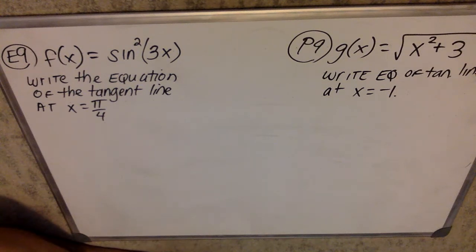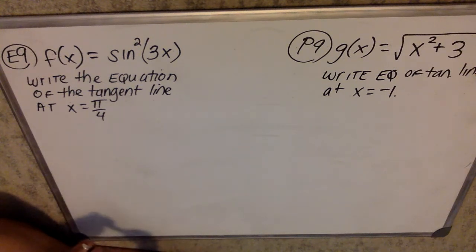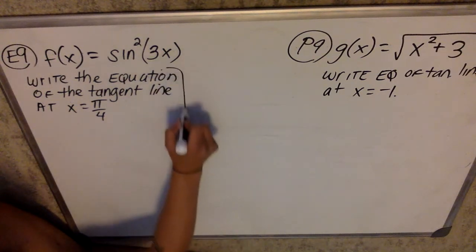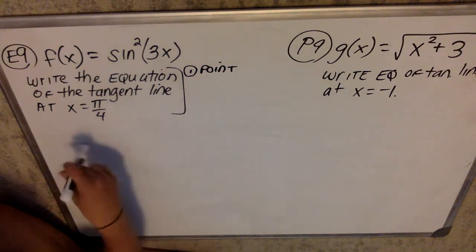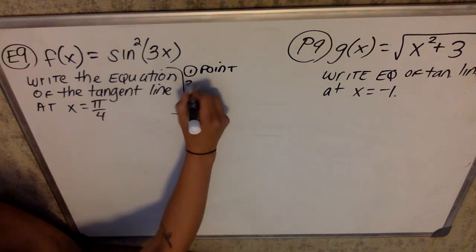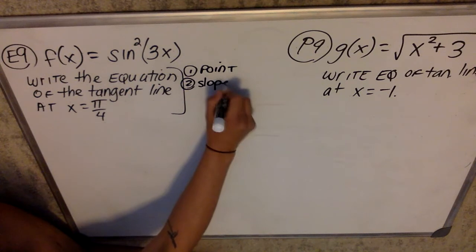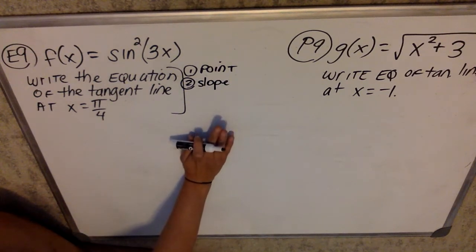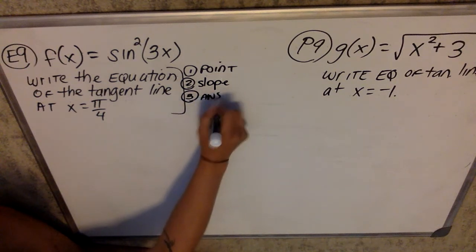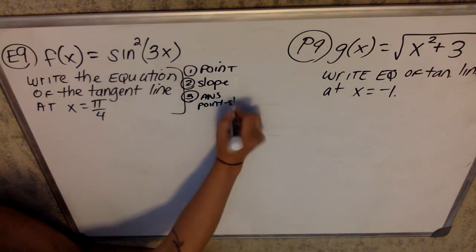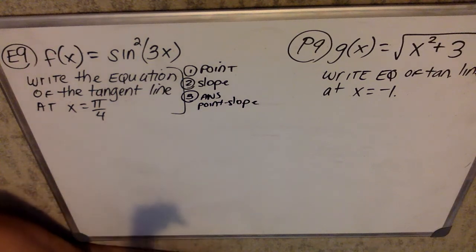So, in E9, we have f of x equals sine squared of 3x. We are asked to write the equation of the tangent line at x equals pi over 4. Just like we saw in the last couple examples, the equation of a tangent line requires three things. Number one, it requires a point, which is usually an algebra skill, although in this case it's sort of pre-calc because of the trig. Two, you need to find the slope, which is going to be using differentiation to find the tangent slope at this exact point. And then you need to write your answer in point slope. So let's go ahead and do the non-calc part first.